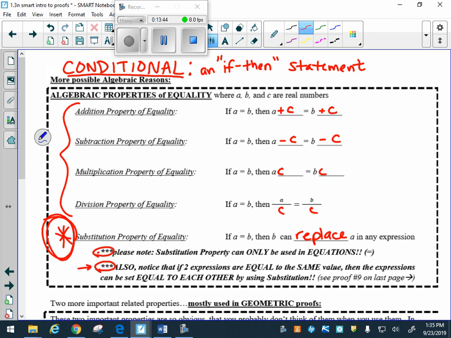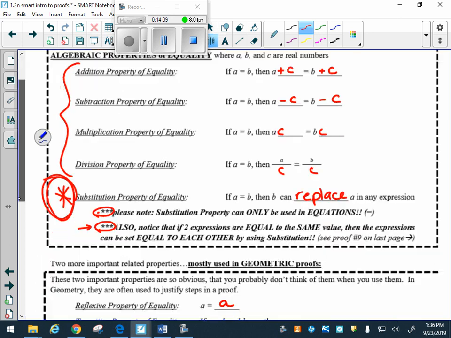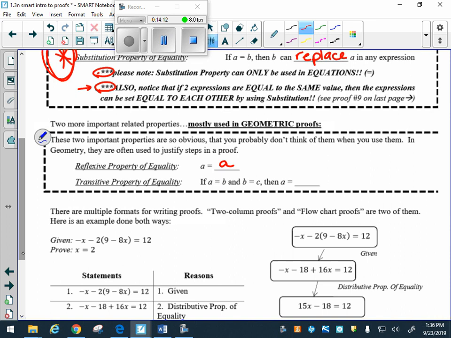So, if you'll notice, most of our properties are in if-then form. Most of our theorems and postulates are in if-then form, right? If two angles are vertical angles, then they are congruent. If two angles are a linear pair, then they are supplementary, right? We learned these things mostly in conditional form. If the first thing's true, then you make the conclusion. So with the transitive property, if we know A equals B, and we also know that B equals C, then we can conclude that A equals C.